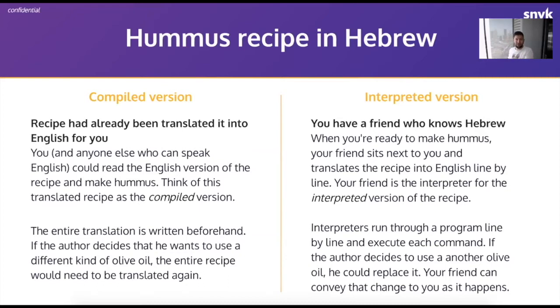He sits right next to you, and the moment when you decide to make a hummus, he'll go line by line and translate the recipe into English for you. So your friend is now an interpreter, and the recipe is the interpreted version. So interpreters run through a program line by line and execute each command. If the author decides to swap something, it's going to be translated on the fly.